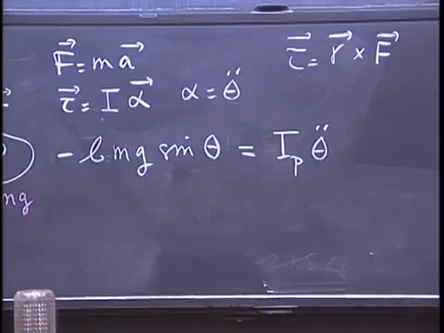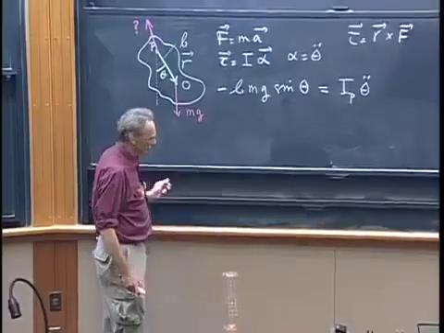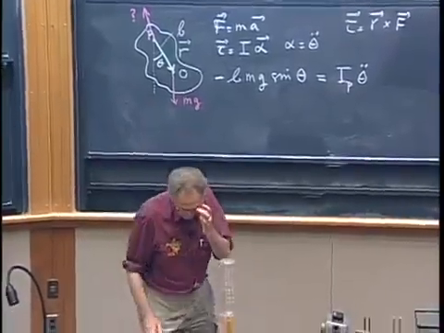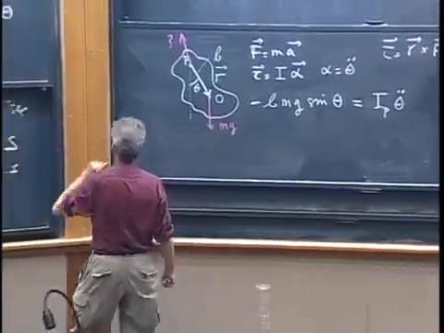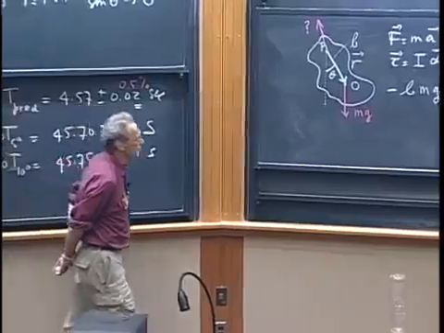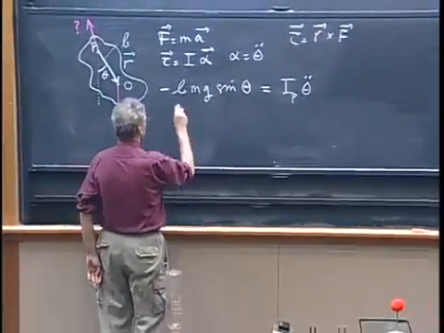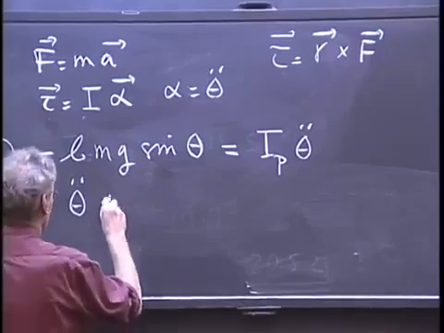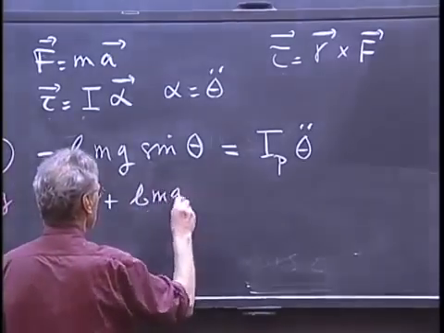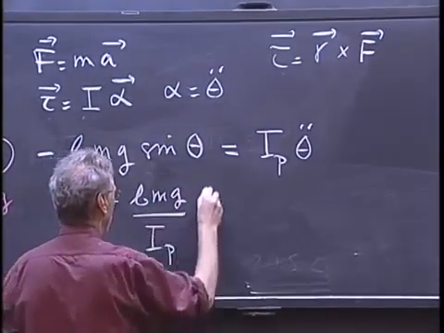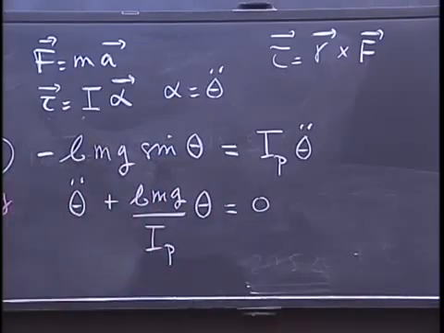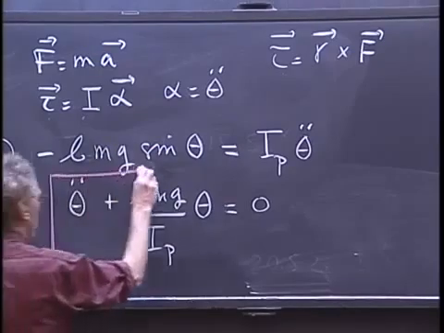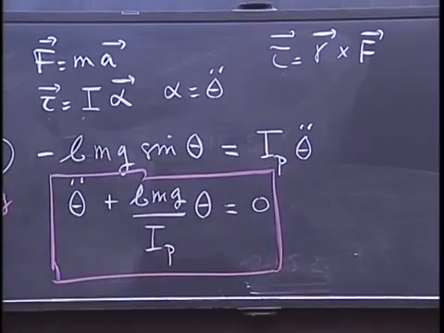And so this is the differential equation that you would have to solve. And if now we go to small angle approximation, then the sine of theta goes to theta if theta is in radians. And so I can rewrite this: theta double dot plus bmg divided by the moment of inertia about point P times theta equals 0. And now, with small angle approximation, we have a differential equation which is again a piece of cake. Simple harmonic oscillation.